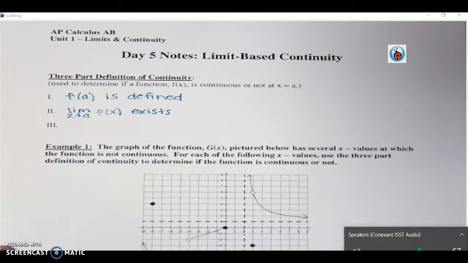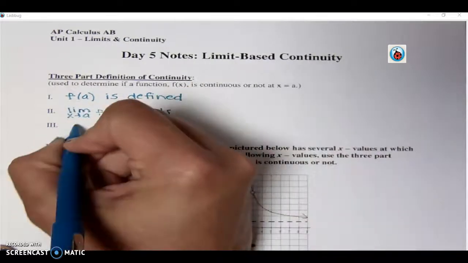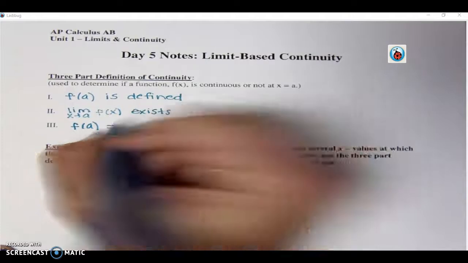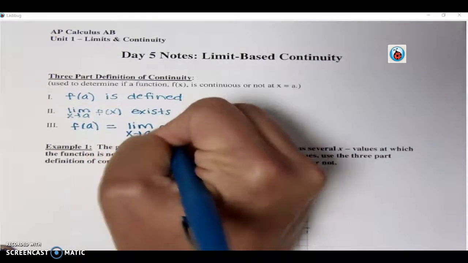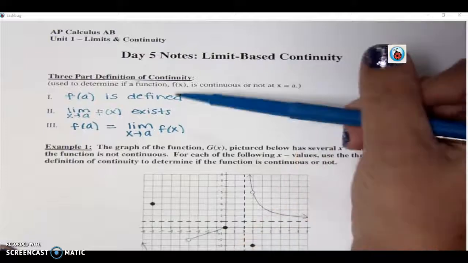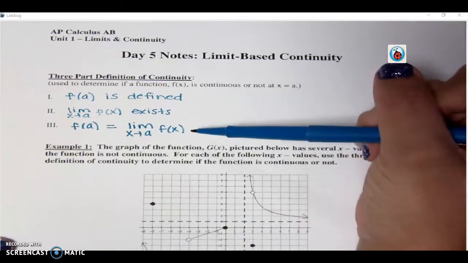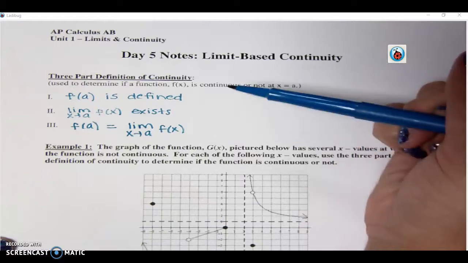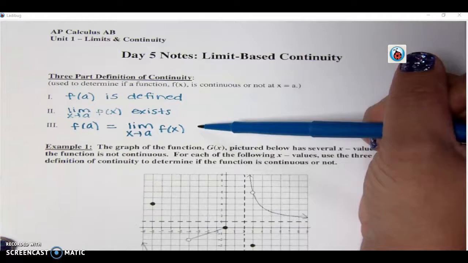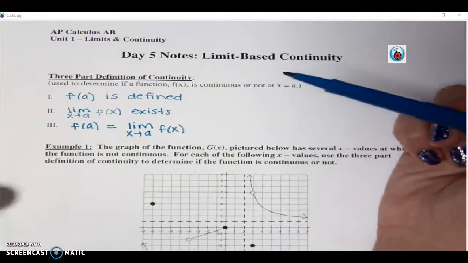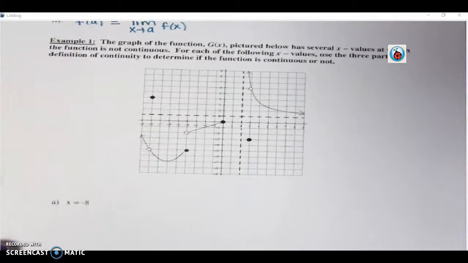And then the third thing is you have to make sure the first 2 steps are equal. So you have to make sure that f of a is equal to the limit as x approaches a of f of x. Okay, so first step passes, you move on to the second step. Second step passes, you move on to the third step. Third step passes, then that means it's continuous. If any step fails throughout this, you can stop and you can say it's not continuous because it didn't pass that. So for our first example, we have this graph here.